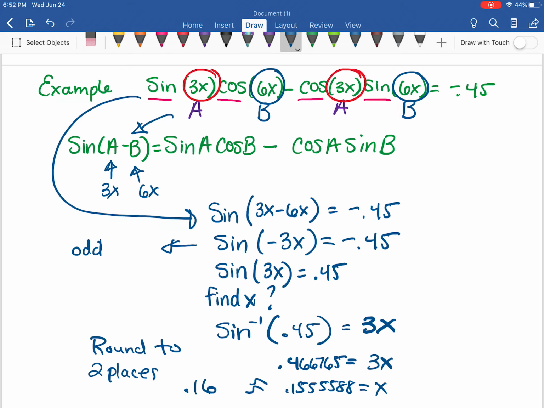Then you can always go back in and check. If I put in x, if I do sine of 3 times 0.16, then multiply that by the cosine of 6 times 0.16, subtract cosine of 3 times 0.16 times sine of 6 times 0.16, we should get negative 0.45 or something really close to it because we rounded, but it should come out pretty close.